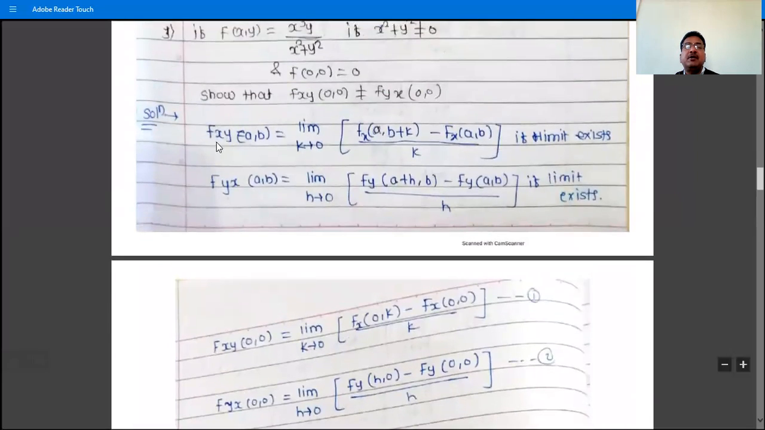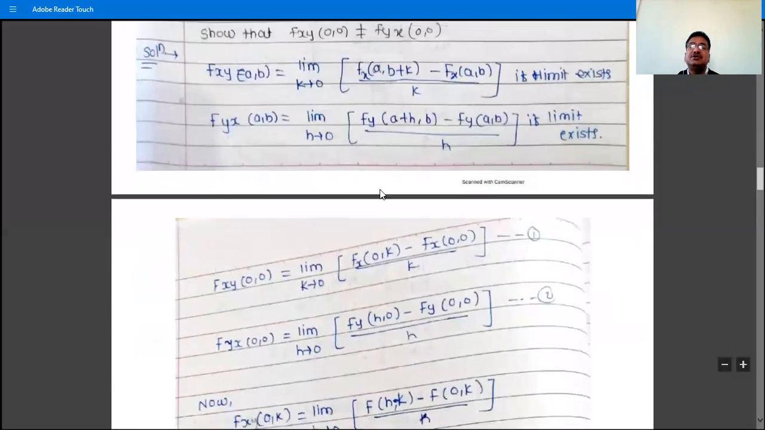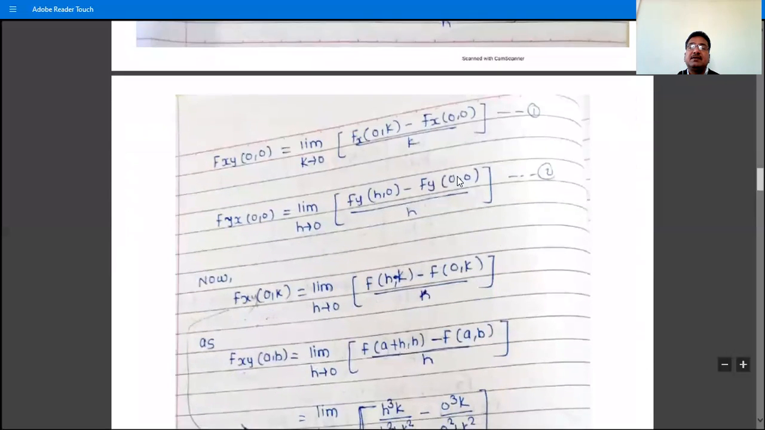fxy means the derivative of fx with respect to y. Just replace f by fx in that definition. And fyx means the derivative of fy with respect to x. So how can we find the derivative of fy with respect to x? Write first the derivative of f with respect to x and just replace f by fy. Then write a and b as 0, 0. We have this, equations 1 and 2.